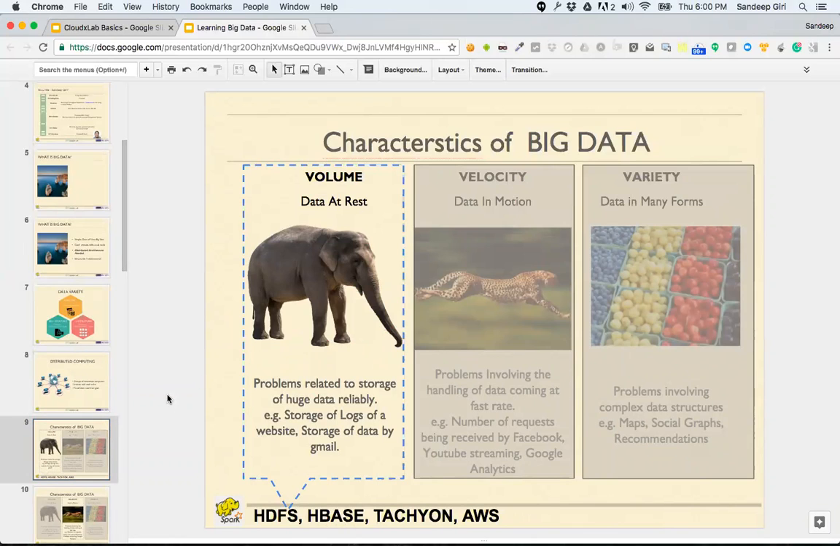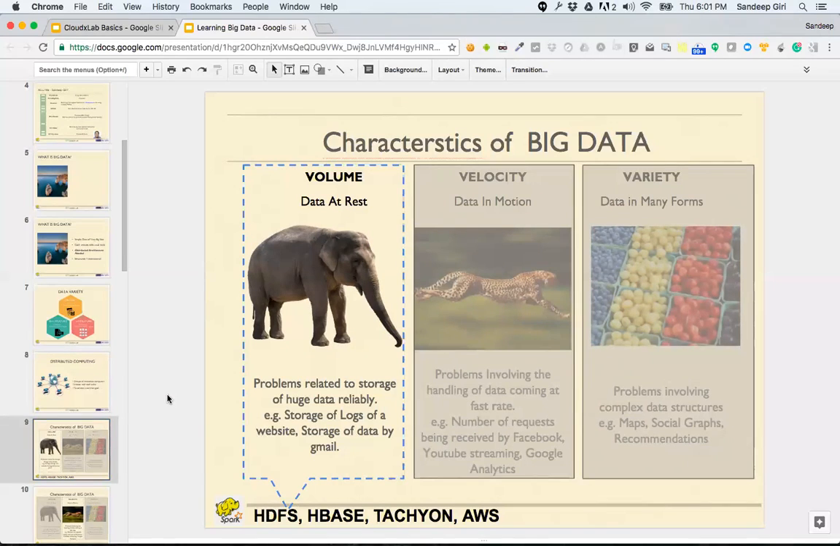No. Great. All right. Now, there are three characteristics of big data that are very important. And these three characteristics are the reason why certain data we call big data. Volume, velocity, and variety. So certain data would become big data because of volume or velocity or variety, either one of these or more than one of these.